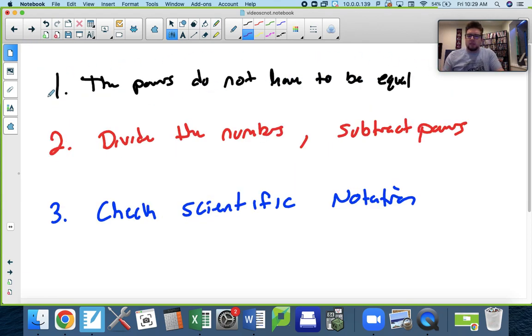So a couple things. The powers do not have to be equal when you divide scientific notation. We're going to divide the numbers of our scientific notation while we subtract the powers. So remember, every scientific notation is comprised of two parts, the number and the power. And then at the end, we're just going to check to make sure that we're still in scientific notation.